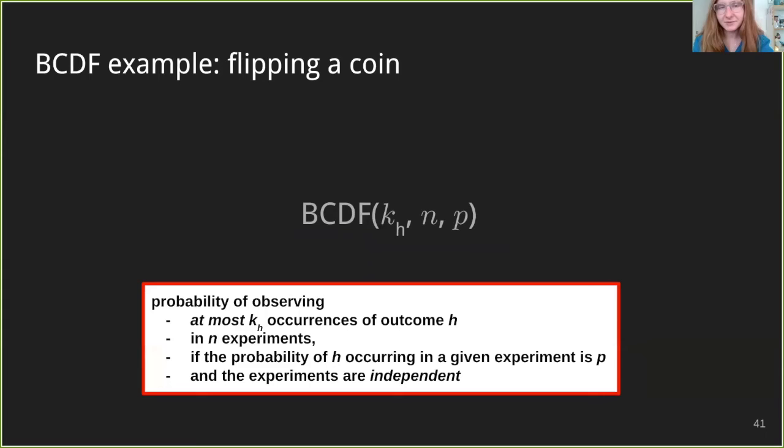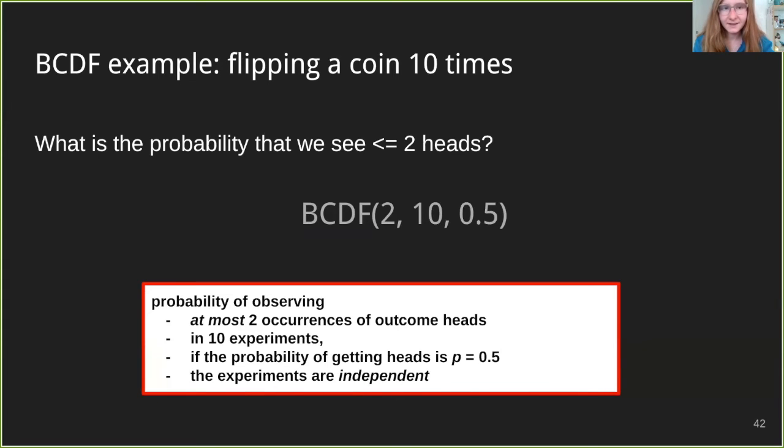A classic example of this is a coin flip. We can use an example to explain what this means. What is the probability that we see less than or equal to 2 heads over 10 coin flips? We can use the binomial cumulative distribution to compute this. So here we have at most 2 occurrences of the outcome heads over 10 experiments. We know the probability of getting heads in a fair coin is 0.5, and we know the experiments are independent.